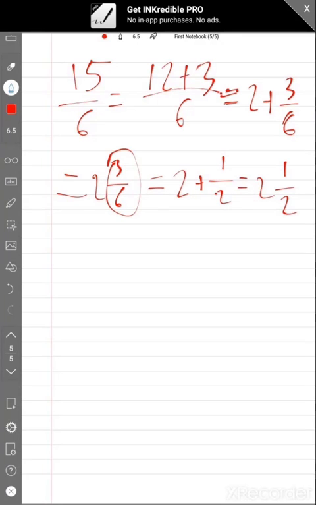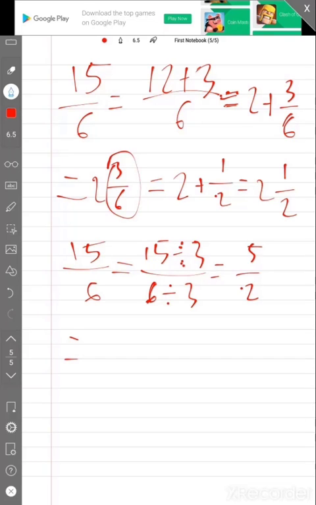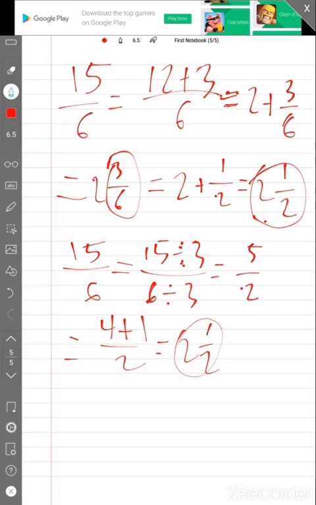Okay, so let's do this another way. Let's simplify 15 over 6. Now, since we know the GCF at the end was 3, we know that the GCF in the beginning was 3. Once again, I want you to find the common factors of 15 and 6. So we get 15 divided by 3 over 6 divided by 3 equals 5 over 2. How many times does 2 fit into 5? Well, it's 2 times. And we add the difference between 5 and 2 times 2, which is 4. So we have 4 plus 1 over 2 equals 2 and 1/2. So we got the same answer as before, but this time we simplified in the beginning instead of at the end. So it is better to always simplify first. You have to think, can the fraction be simplified or not?